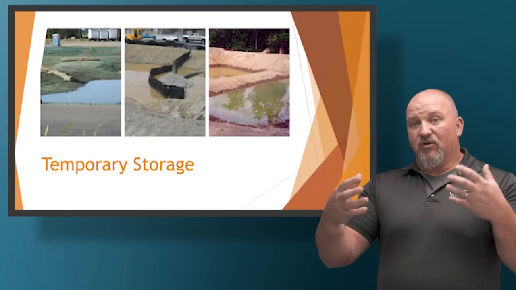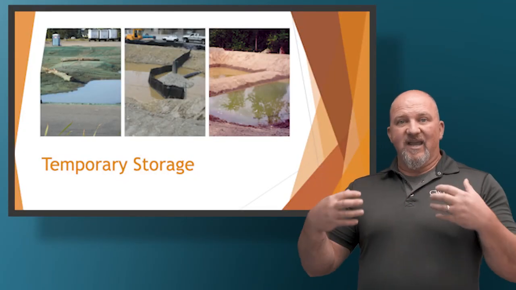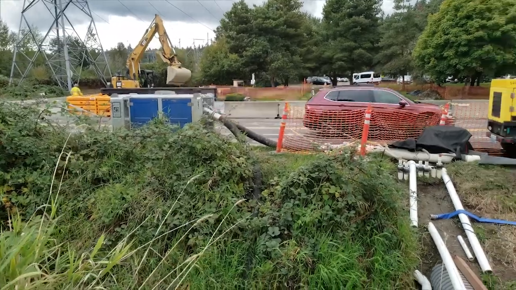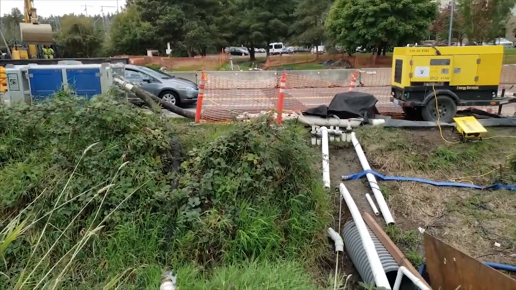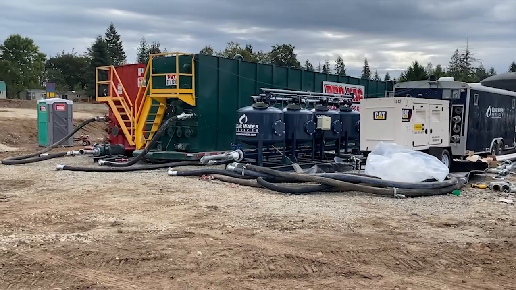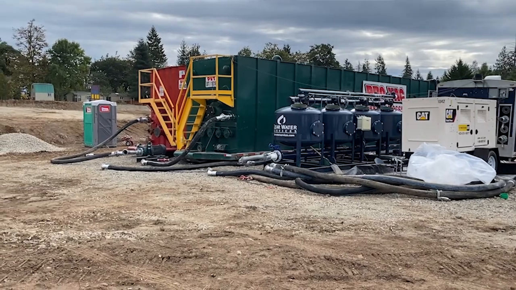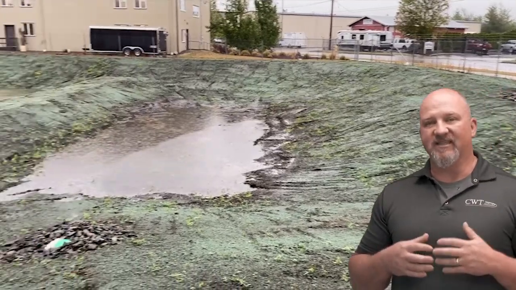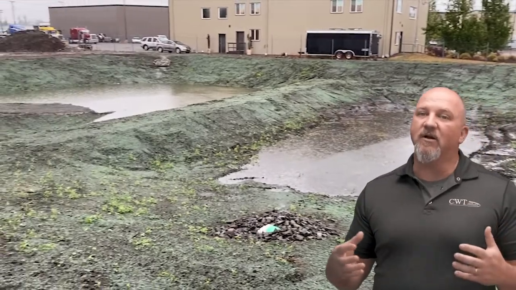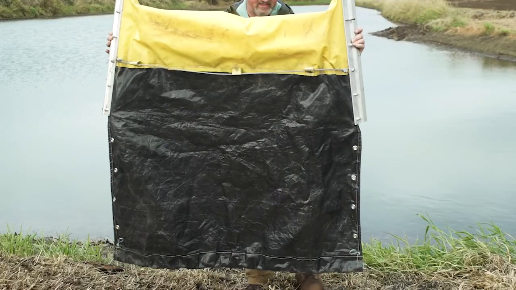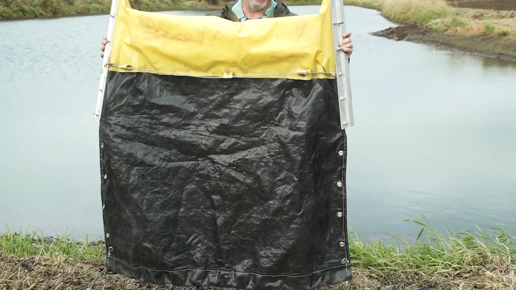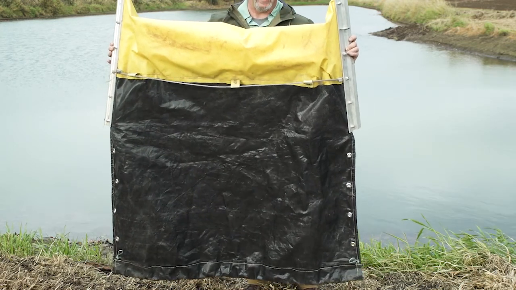Storage devices allow gravity to take hold of the particles that are in the water, or you may actually push the water through a system using pumps, filters, and other pieces of equipment. You can add enhancements to these storage devices like weir walls or sediment curtains to get that sediment to drop out faster through the system so you get cleaner water off of your site earlier.